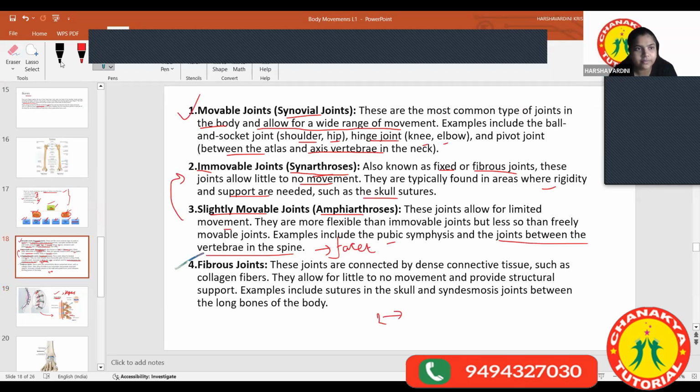Then fibrous joints. Fibrous joints are connected by dense connective tissue such as collagen fibers. They allow for little or no movement and provide structural support. Examples include structures in the skull. This is the same thing, immovable joints, also known as fibrous joints. It's just repeating.